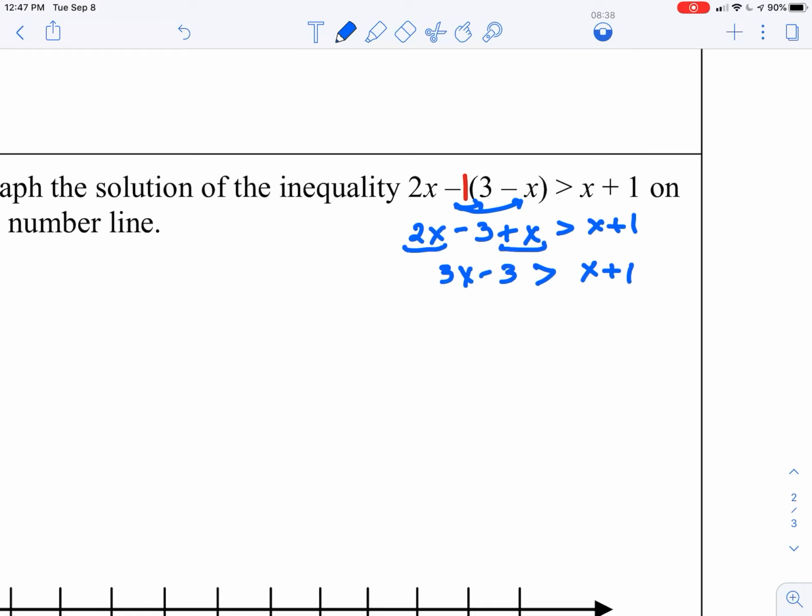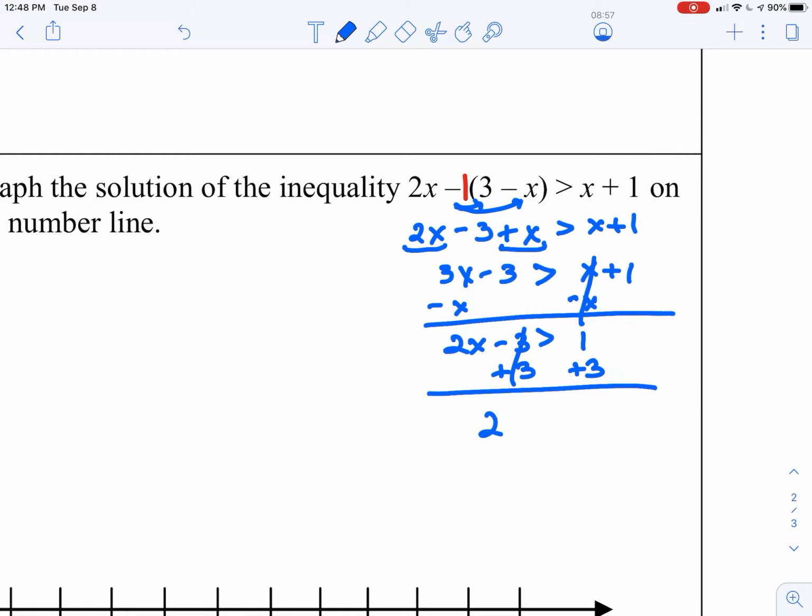All right, now what is next? Remember, I'm trying to isolate x, but I look like I still need to get a couple x terms together. So I'm going to subtract the x from the right-hand side and subtract it from the left-hand side so that I can eliminate it on the right-hand side and bring them together on the left. So now I have 2x minus 3 is greater than 1. Let's get this 3 over here. Now I have 2x is greater than 4. I'm going to divide by a positive 2, so my sign is not going to flip. I have x is greater than 2.